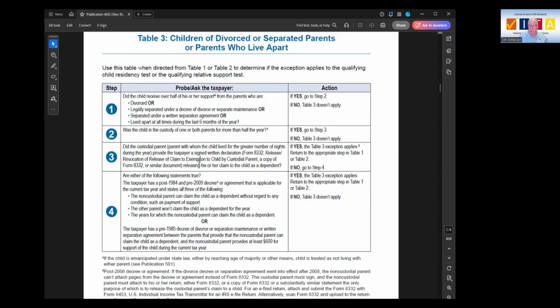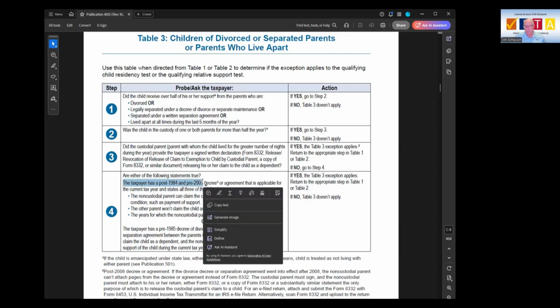Now, there's some exceptions, and I don't think I'm going to bore you with a lot of the exceptions because most of them apply if the taxpayer has a post 1984 and a pre 2009 decree or agreement. Now think about this for a second. 2009 to 2025 now. What are we at? We're already at 16, 17 years, and that's if it's at the end. If it's 84, we're talking like 40 years, right?